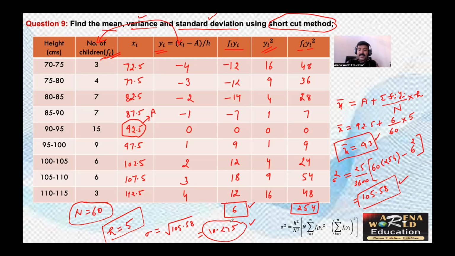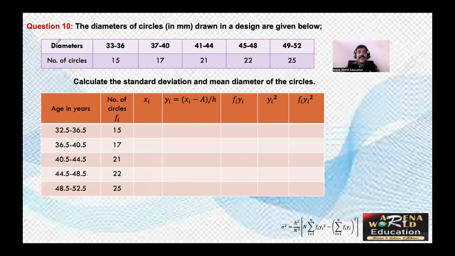So let us solve question number 10. In question number 10, the diameters of circles are given, and we have to calculate standard deviation and mean diameter of circles, right? So you can see the class intervals. So they are what? 33 to 36, then 37 to 40. It means given frequency distribution is not continuous. So first of all, we will make it continuous. Look at the difference. After 36, it is directly 37. So there is a difference of 1.